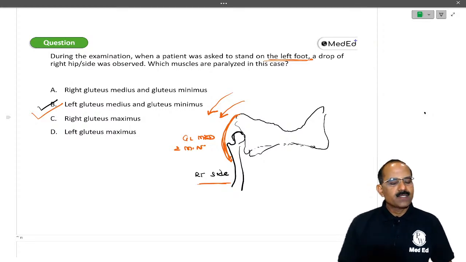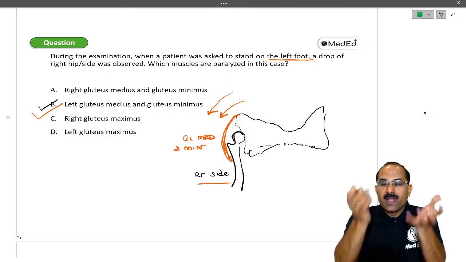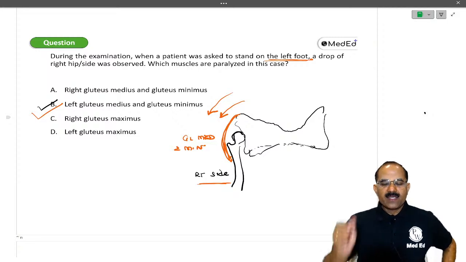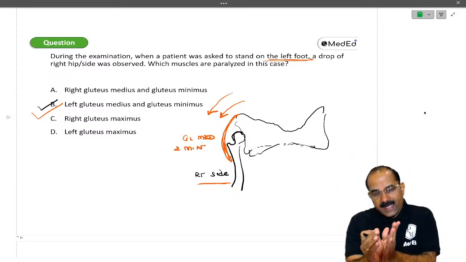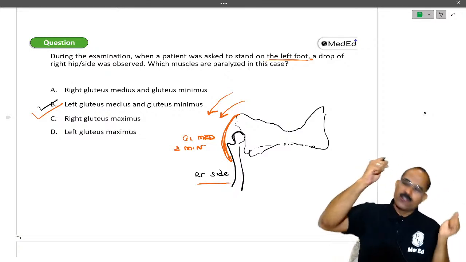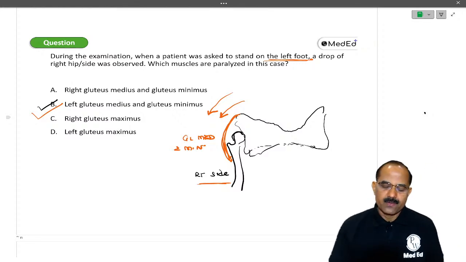Abductor muscle weakness. Yes, Shubh. Yes, abductor muscle weakness. Very good. So gluteus medius and minimus are powerful abductors. ये सबको क्लियर है? ये मतलब if a person is standing on one side, that side muscles are going to prevent the pelvis from falling on the opposite side. Okay, very good. Chalo, excellent.